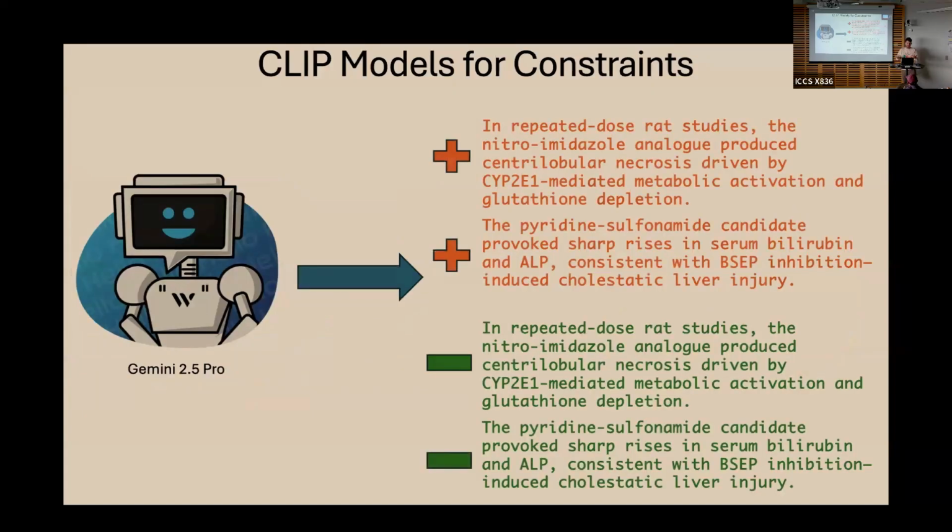It's saying that it doesn't cause something is harder. And so you get text like this. You say, in repeated rat studies, blah blah blah, there's some inhibition of an important liver enzyme or whatever, some cytochrome. Okay, fine. So these are your positive examples, and you have your negative examples.